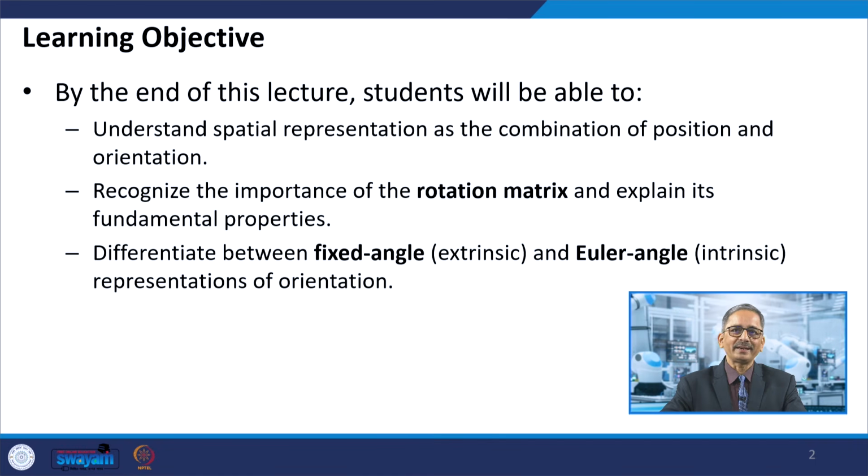So, to represent any object, naturally we need to specify the position of the object as well as the orientation of the object. This is what you are going to study today, and you will be learning how the orientation is represented, that is by way of a rotation matrix. We are going to study how that matrix is derived, what the fundamental properties of the matrix are, and then there are two very popular ways of orientation representation: the fixed angle and the Euler-angle representation. We are going to study those things also.